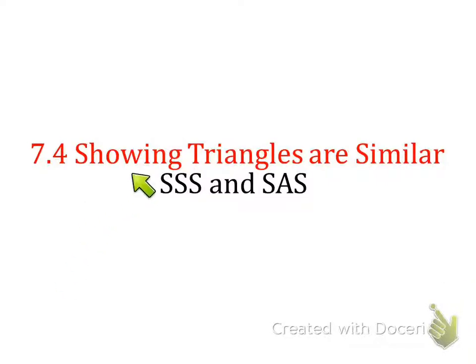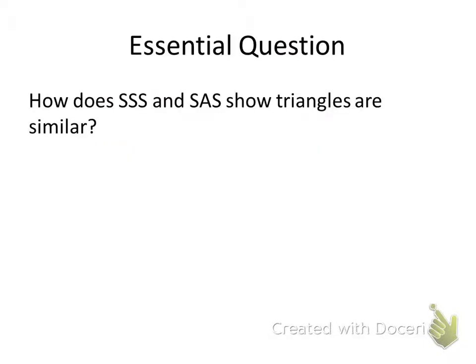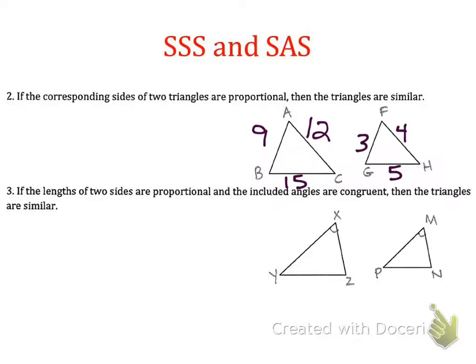We're reviewing how triangles are going to be similar using the shortcuts side, side, side, and side angle side. So the essential question is, how does side, side, side, and side angle side show triangles are similar? Wait, isn't the more arcs?